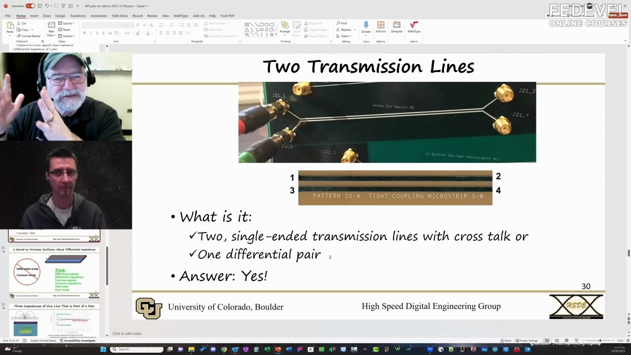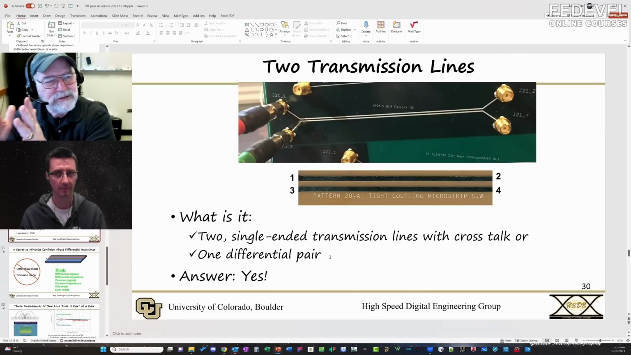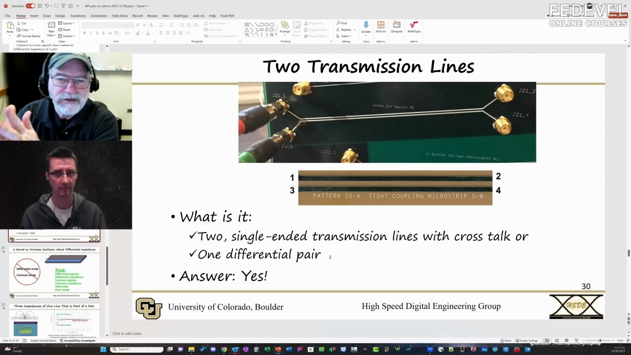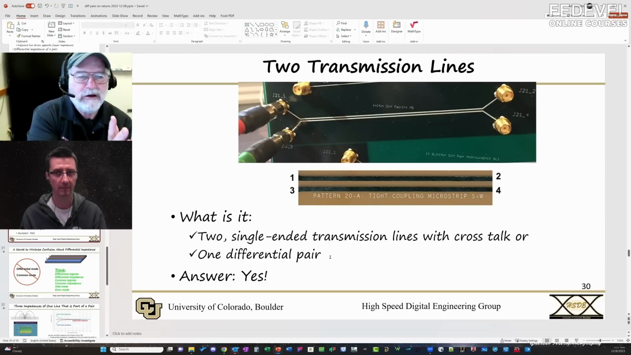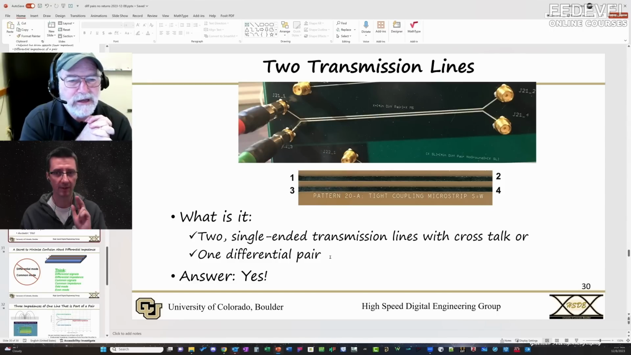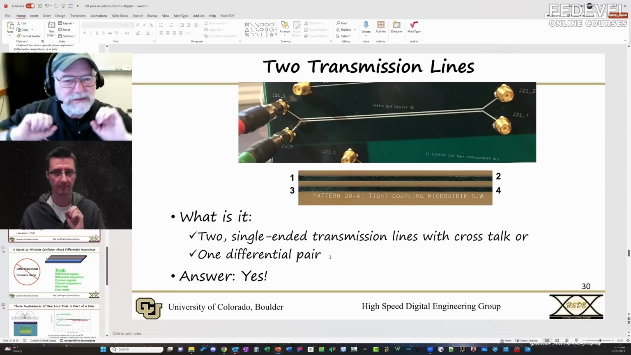Don't mix them. There is either two single-ended transmission lines that have crosstalk, and you have single-ended signals, or it is one differential pair, and you have differential and common signals on it. And so you just have to be careful not mixing the two concepts.